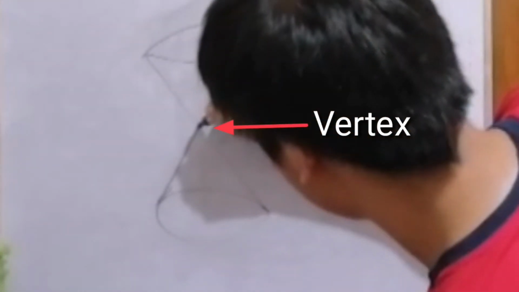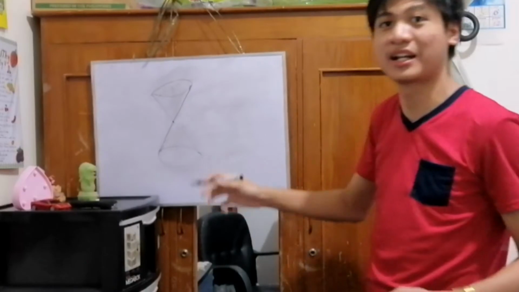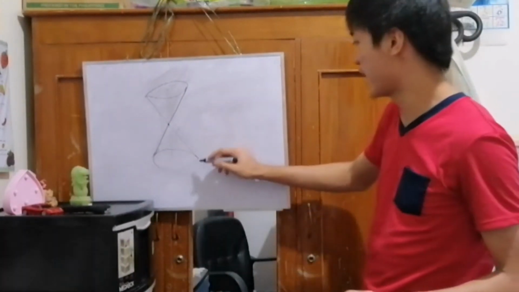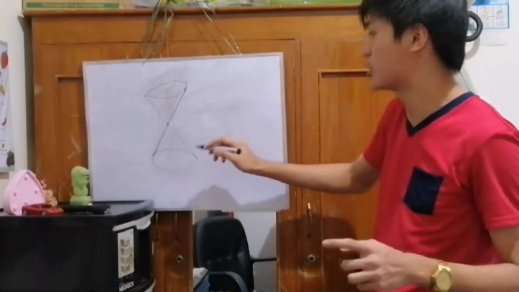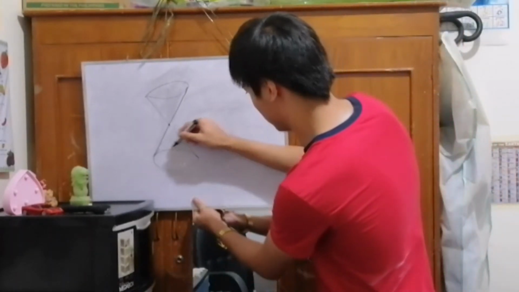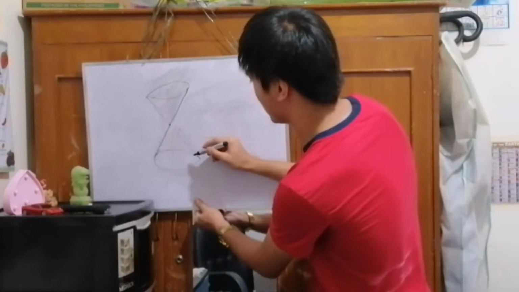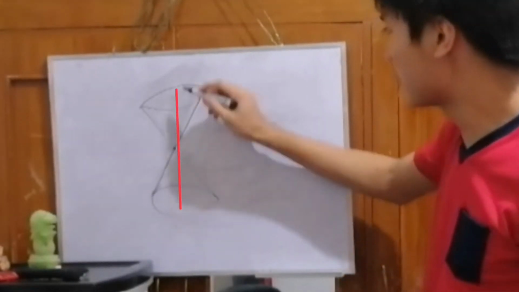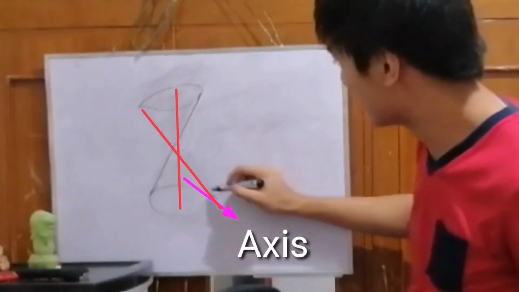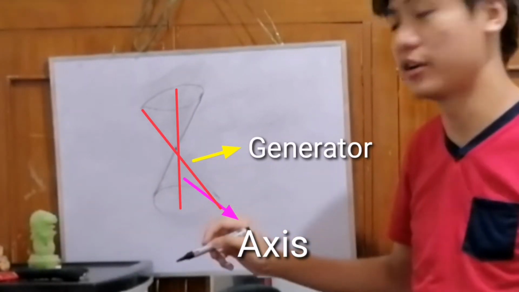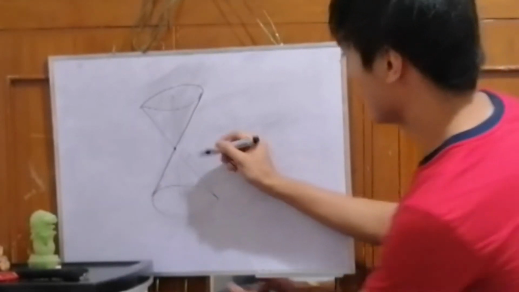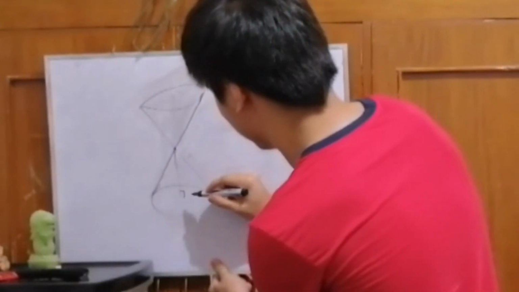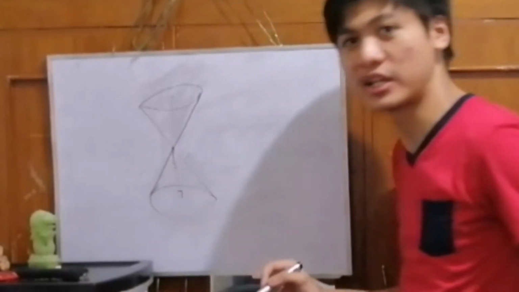This is the fixed point, the one that, as you can see, you would think actually holds the two cones together. Now, the double right circular cone has a circular base, and the perimeter of the base is what we call the directrix. Now, the straight vertical line is the axis, and the diagonal line is what we call the generator. The axis is always a vertical line which starts from the center of the base to the vertex.